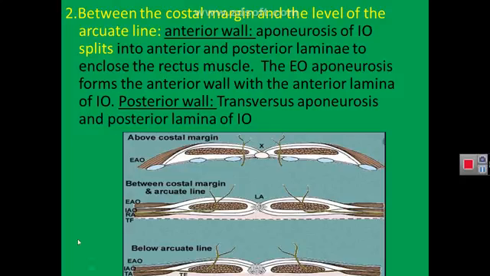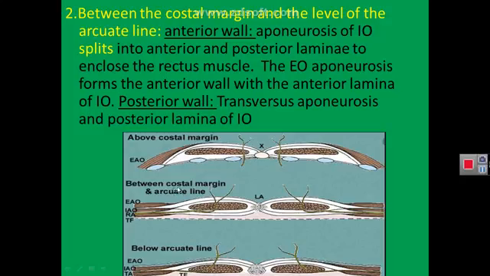Second, between the costal margin and arcuate line, the aponeurosis of the internal oblique splits at the lateral border of the rectus abdominis muscle, which is called linea semilunaris in surface anatomy. Here the internal oblique aponeurosis splits into two laminae. The anterior lamina shares with the aponeurosis of the external oblique in the formation of the anterior wall of the rectus sheath, and the posterior lamina shares with the aponeurosis of transversus abdominis in the formation of the posterior wall of the rectus sheath.